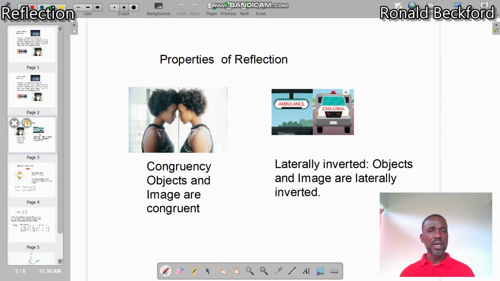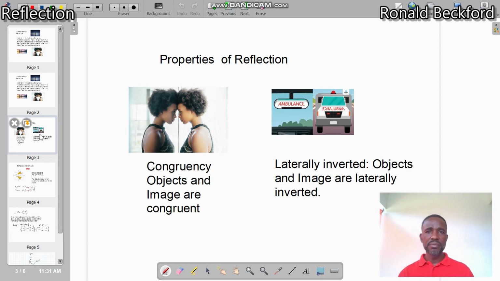The properties of reflection: one of them is congruence. What does that mean? Object and image are congruent. What does that mean? Object and image are of the same size. All the corresponding angles are equal. Not only are corresponding angles equal, but corresponding sides are also equal in length.